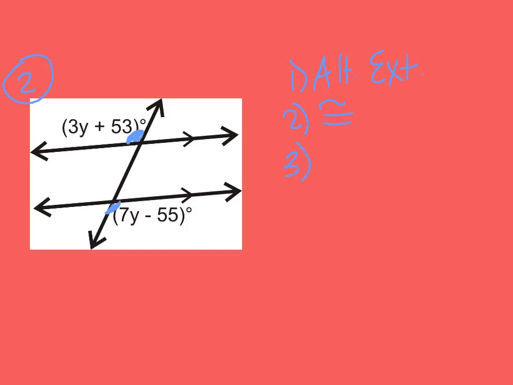How do I set this up? Alternate exterior angles are congruent. I'm going to set them equal. 3y plus 53 equals 7y minus 55. So again, to solve, minus 3y, get 53 equals 4y minus 55. Add 55. 4y equals 108, and then divide by 4, and you get y is 27. I'm not going to plug back in, but you could, and you'll continue on from there.